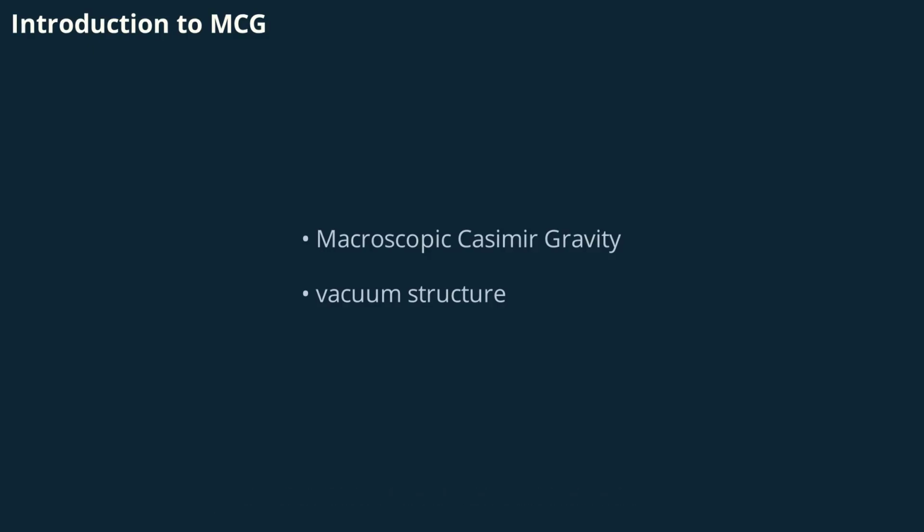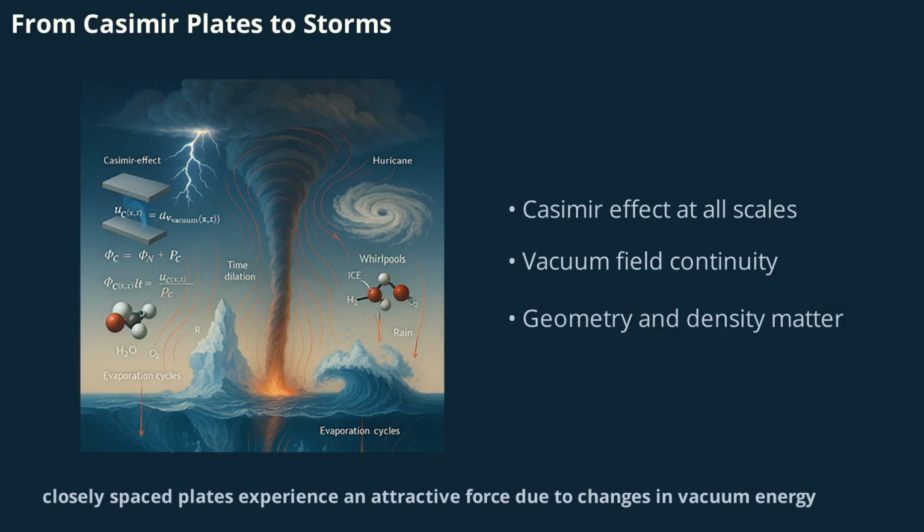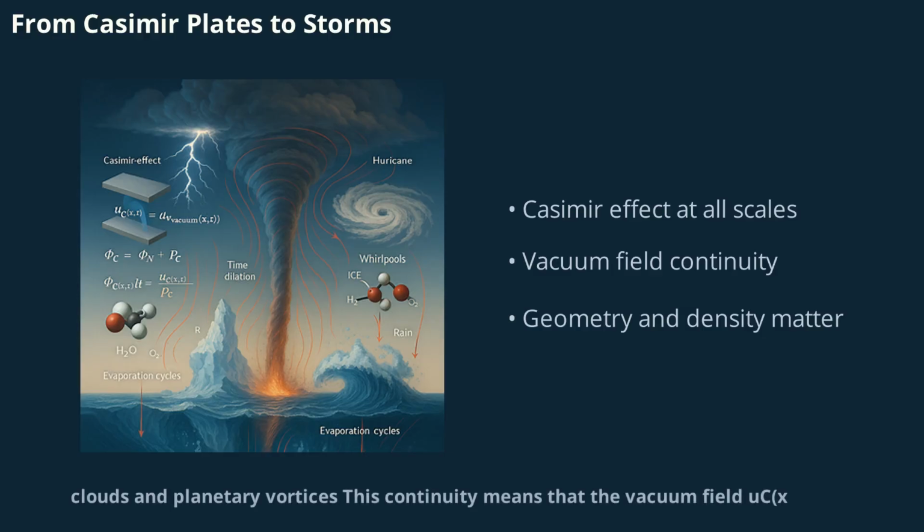Gravity isn't just about mass, it's about how the vacuum itself is sculpted by the world around us. The heart of MCG is the Casimir effect, a quantum phenomenon where closely spaced plates experience an attractive force due to changes in vacuum energy. MCG takes this microscopic effect and scales it up, proposing that similar vacuum structuring happens in storms, oceans, and even galaxies. The same mathematics that describes Casimir plates now applies to droplets, clouds, and planetary vortices.